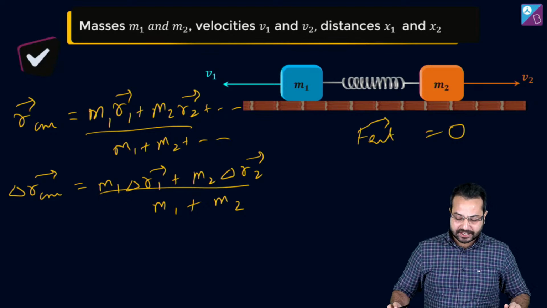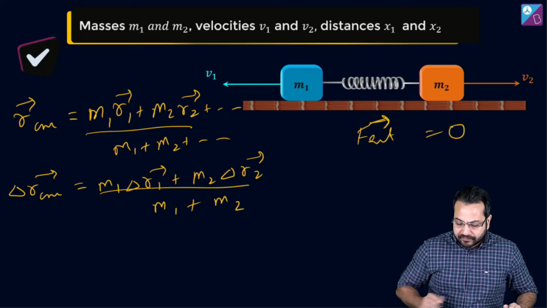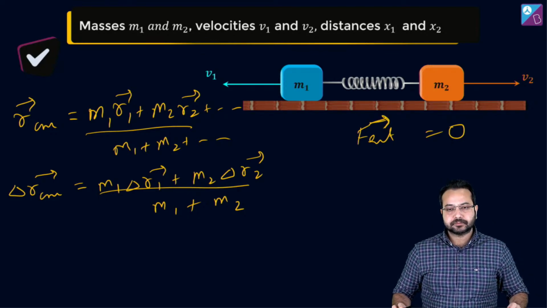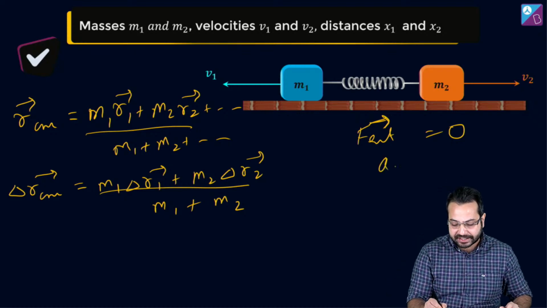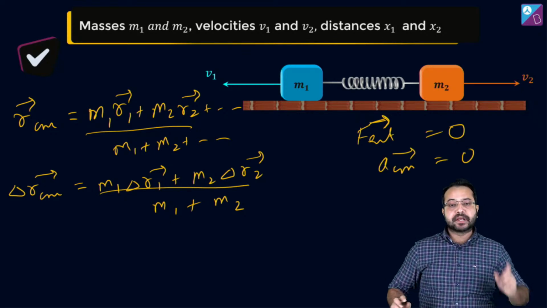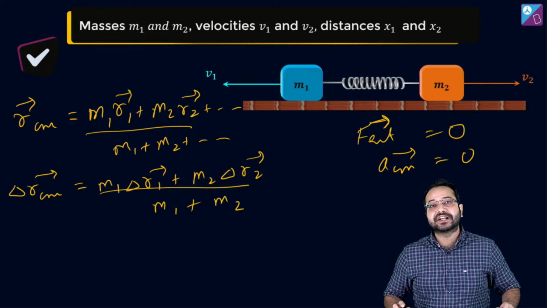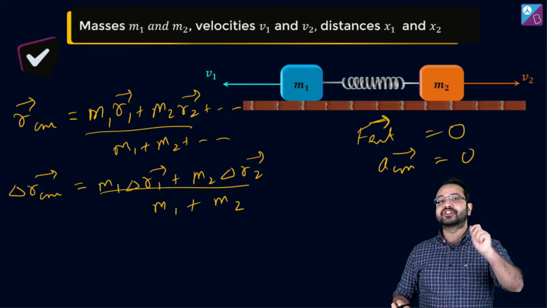So we can do it component-wise as well. If the external force is 0, then the acceleration of the center of mass is also going to be 0, because the acceleration of the center of mass only depends on the external force.